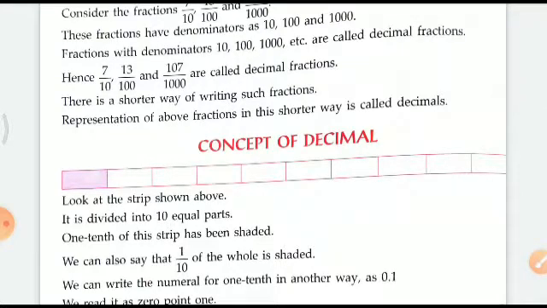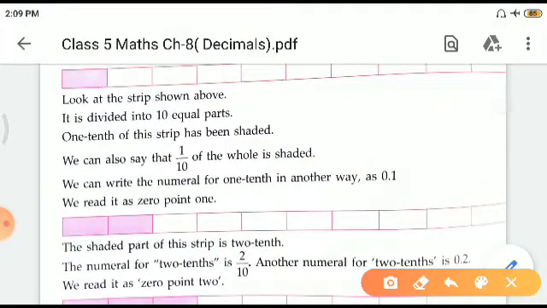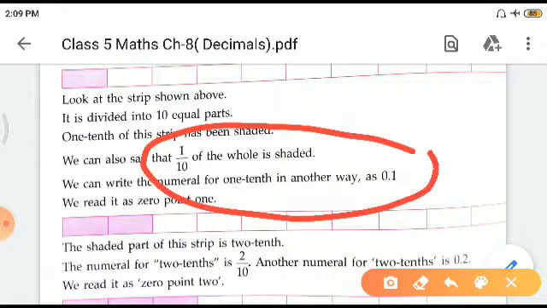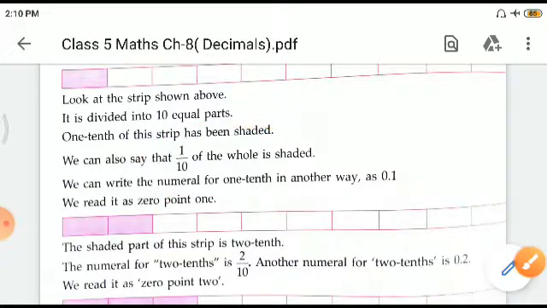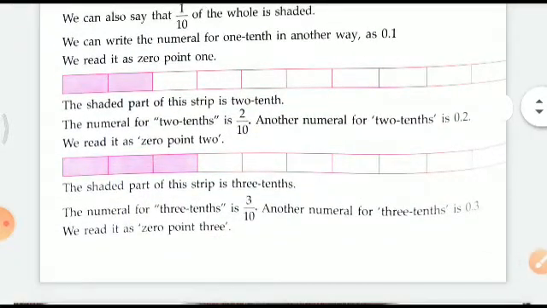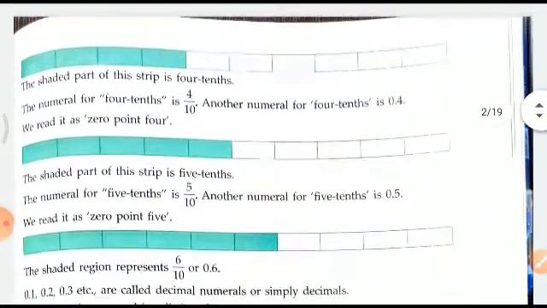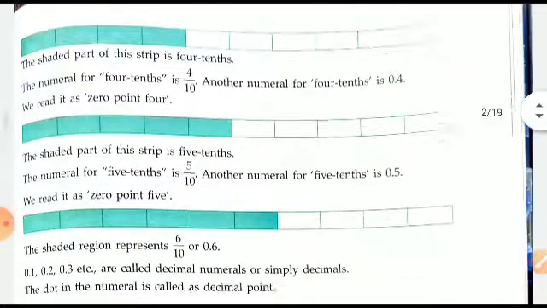Now see here, 1 upon 10, right? This 1 upon 10 can be written as 0.1, and we read it as 0.1. Now see, 2 upon 10 is read as 0.2. 3 upon 10 is read as 0.3, right? The shaded part of this strip is 4 tenths. 4 upon 10, 0.4, and so on.